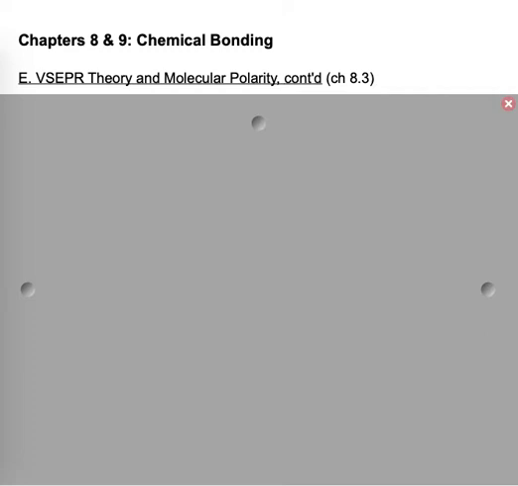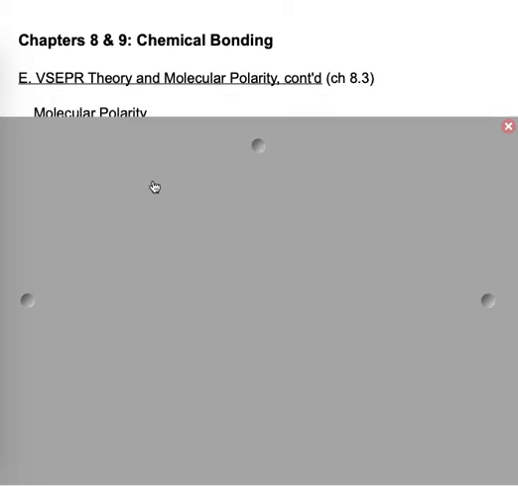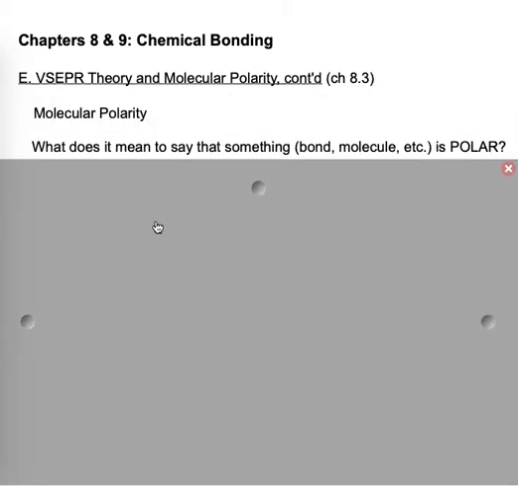Hello, in this video we continue our unit on chemical bonding. In the previous video we talked about VSEPR theory and molecular geometry. In this short video I'd like to talk about molecular polarity. What does it mean to say that something is polar, a bond or a molecule or anything for that matter?